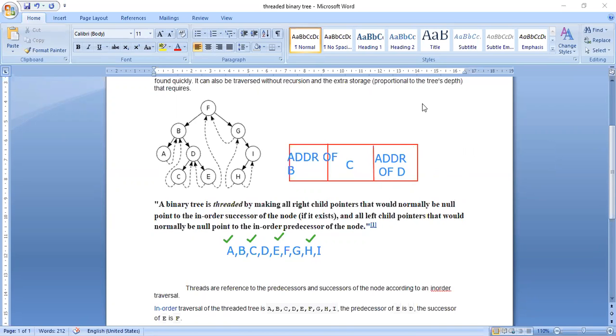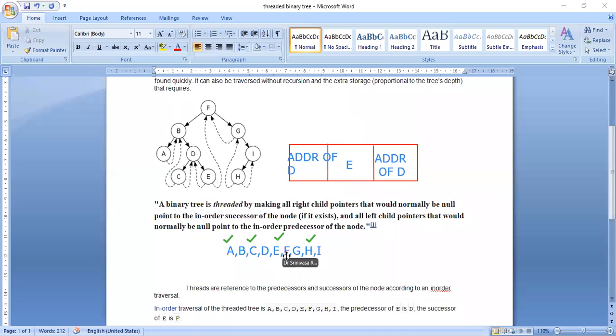Now again, see. The next leaf node is E. In the left part of E, what will I write? The predecessor of E, meaning the node visited before E. You can see the in-order nodes: A, B, C, D, E, F, G, H, I. Before E, I am visiting D. So I will write the address of D.